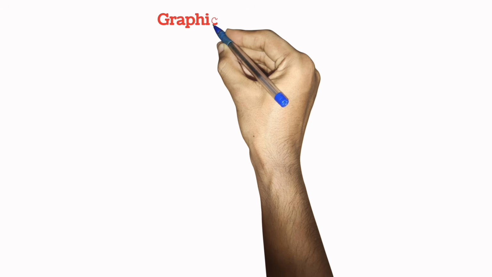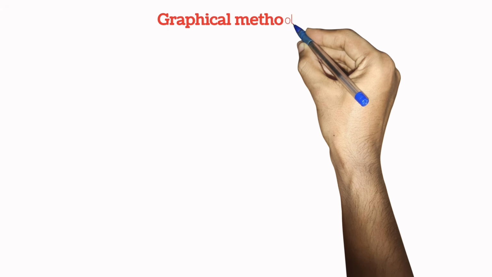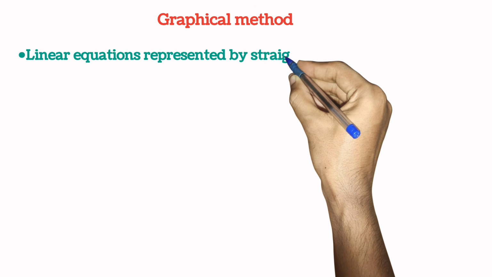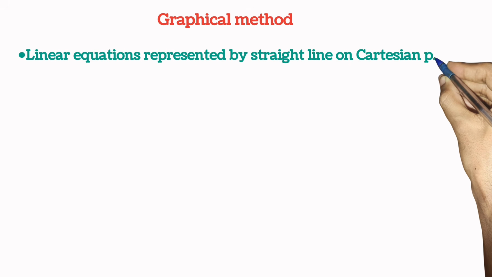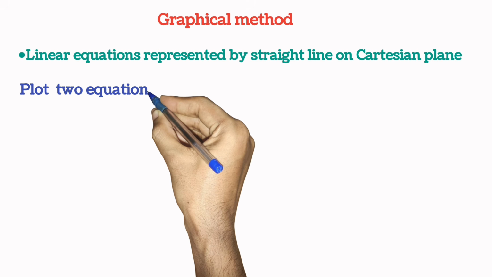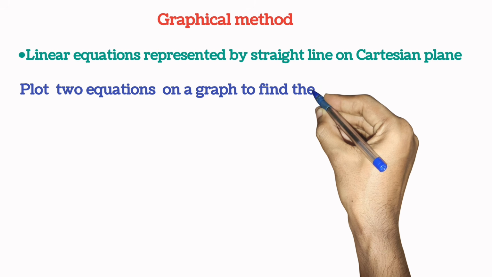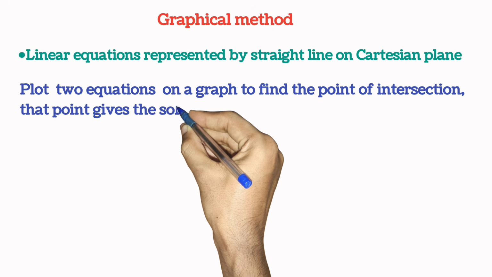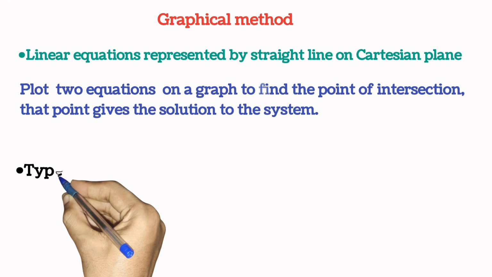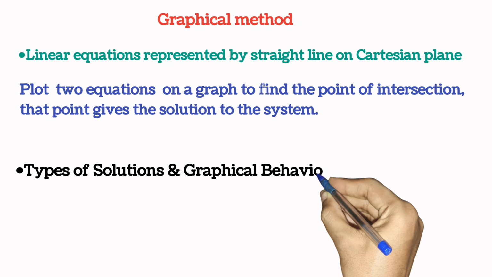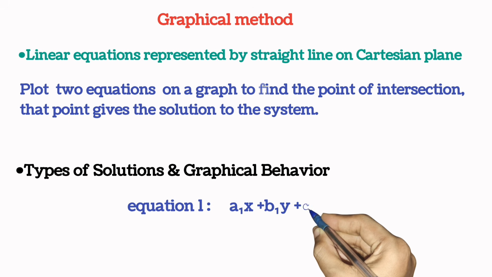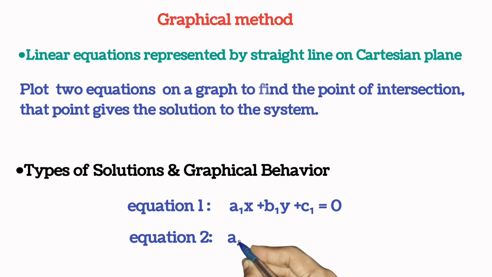Now look at the graphical method. Linear equations are represented by a straight line on the Cartesian plane. Plot the two equations on a graph to find the point of intersection. That point gives the solution to the system. Types of solution and graphical behavior. First, equation 1, that is a1x plus b1y plus c1 equal to 0, and equation 2, that is a2x plus b2y plus c2 equal to 0.